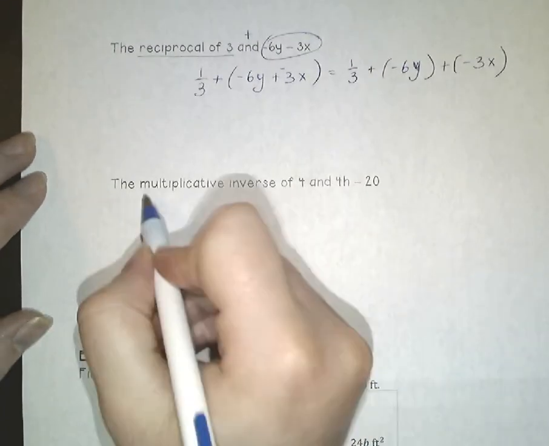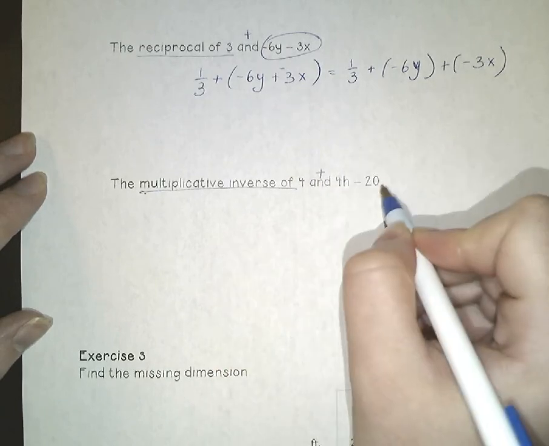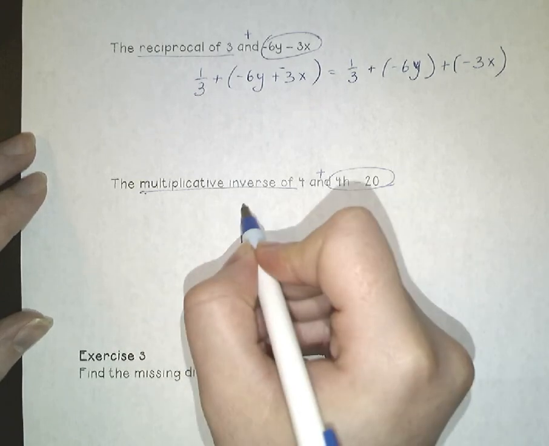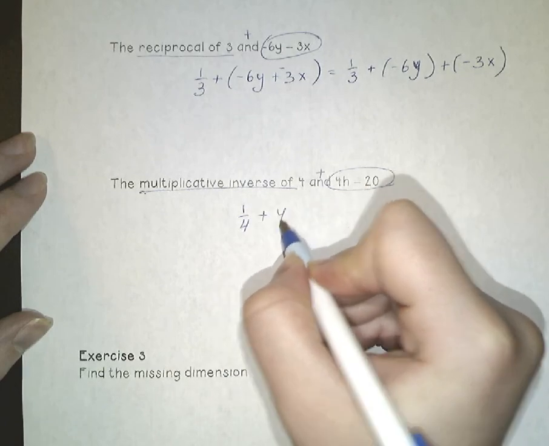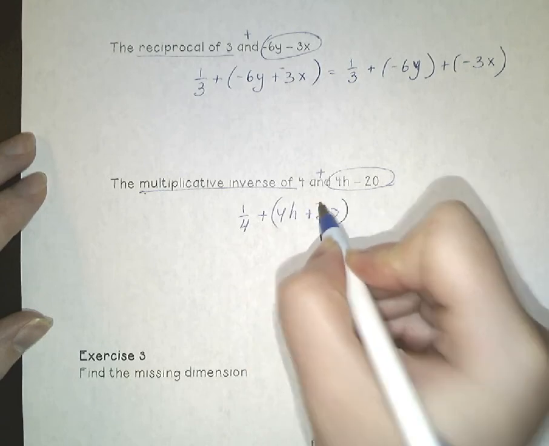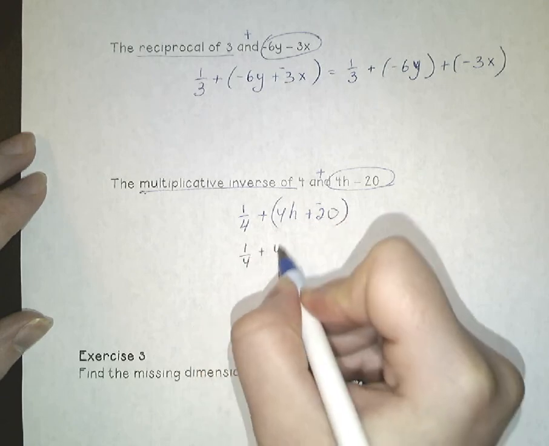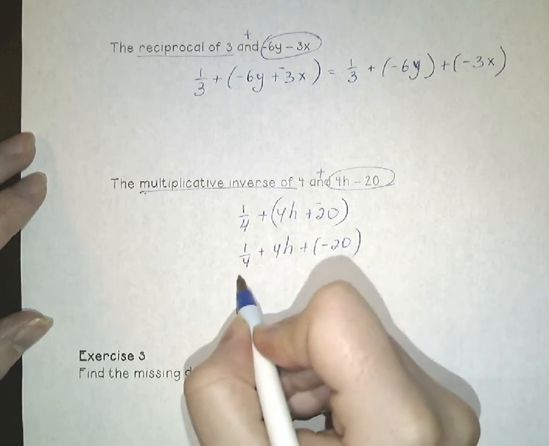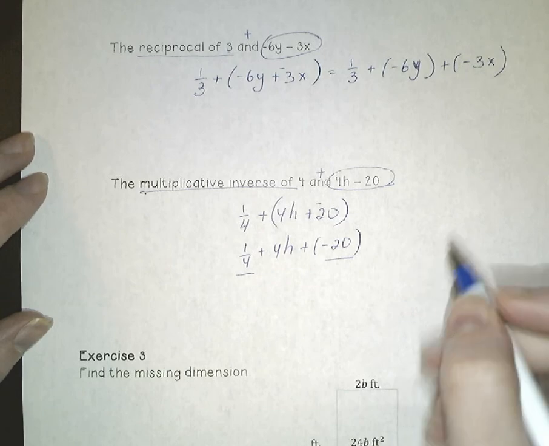Multiplicative inverse of 4 and plus sign for h minus 20. Multiplicative inverse of 4 is the same as reciprocal, so 1/4 plus 4h minus 20. Minus changes to plus the opposite, negative 20. So you will get 1/4 plus 4h plus negative 20. There are two like terms, 1/4 and negative 20. You will have to add them together.